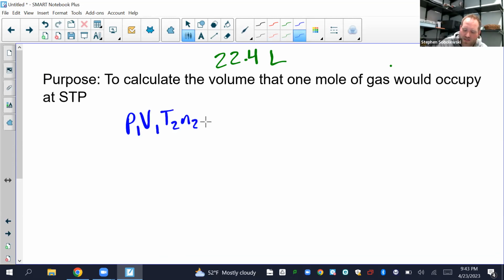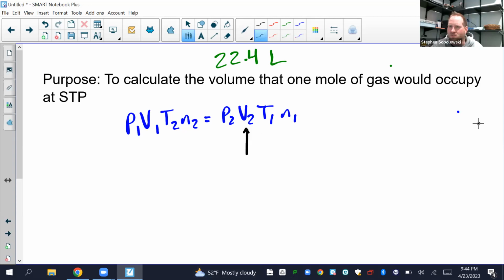P1V1T2N2 equals P2V2T1N1. Now you might be saying, wait a minute, that's not the combined gas law. It's P1V1 over T1N1 equals P2V2 over T2N2. Well, that's just the alternate way of writing it. I like writing it this way without the denominators. Now, again, what are we doing here? We're solving for what the new volume would be. This one, we're solving for V2.